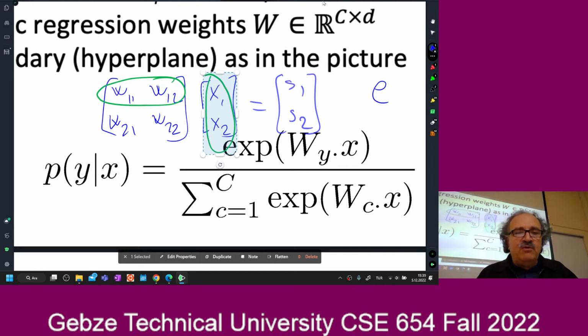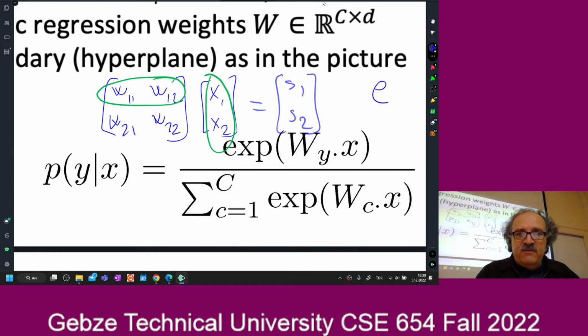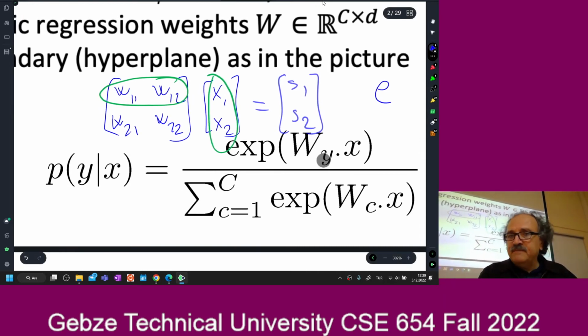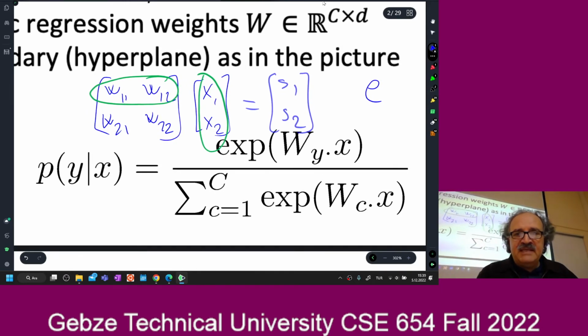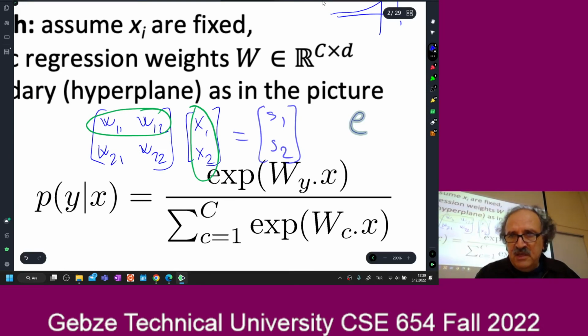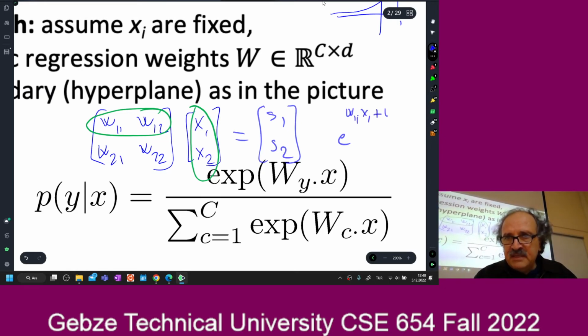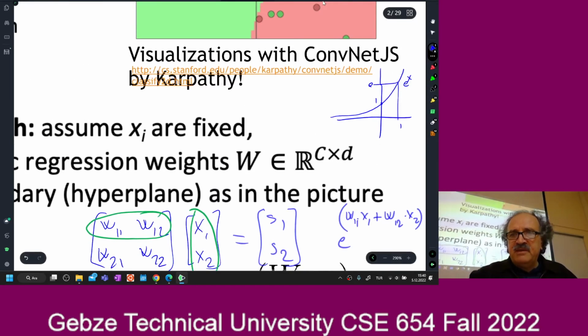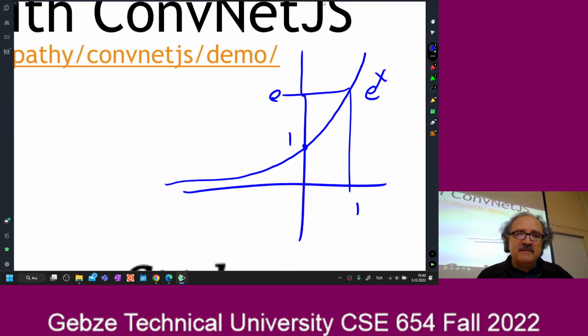Dot product can give you a number between minus infinity to plus infinity, and if I take the exponentiation of it, exponentiation, that means what? Let me try to write it here: e to the power w11 times x1 plus w12 times x2. It's going to give me a positive number. Remember, this is e to the power x, right? E to the power x is like this.